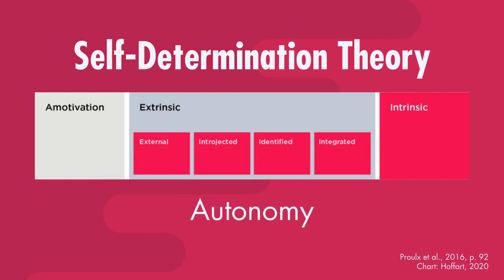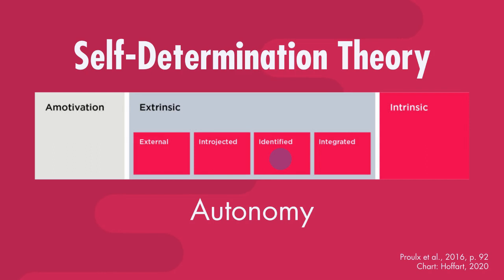Now, in this theory, autonomy is broken down into separate motivational categories with differing levels of autonomy. First, we've got intrinsic motivation, then extrinsic motivation, and then amotivation. Extrinsic motivation is broken down into 4 discrete categories. First, we have external motivation, and that is when you're behaving in ways to obtain a reward or avoid punishment. The next is introjected motivation, and that's when you're behaving in ways to impress others or to avoid guilt.